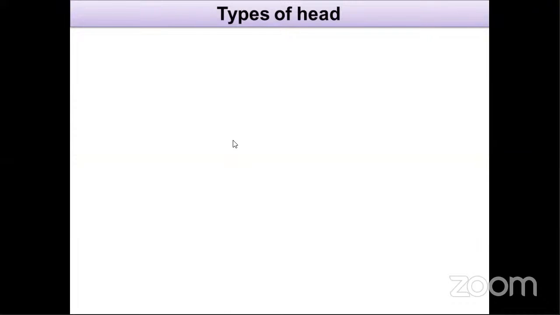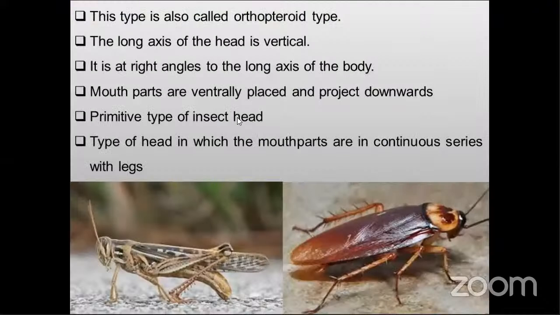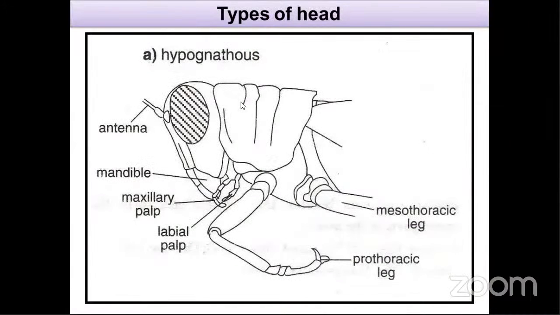Next, types of head. There are different types of insect head: hypognathous, prognathous, and opisthognathous. In ICR examinations, this topic is very important, and they will definitely ask one bit. So there is the hypognathous type of head, the prognathous type of head, and the opisthognathous type of head.